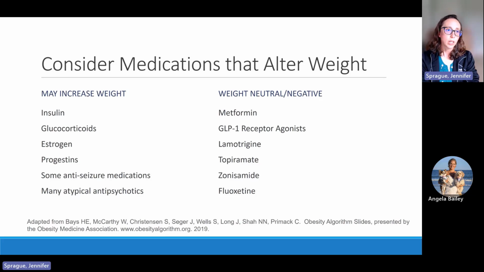So sometimes you can make changes in medication choices for other purposes to be more weight neutral or negative. So that might mean changing to metformin, GLP-1 receptor agonists, lamotrigine, topiramate, zonisamide, or weight neutral to weight negative from a seizure perspective. Fluoxetine is more weight neutral than some of the other depression medications.